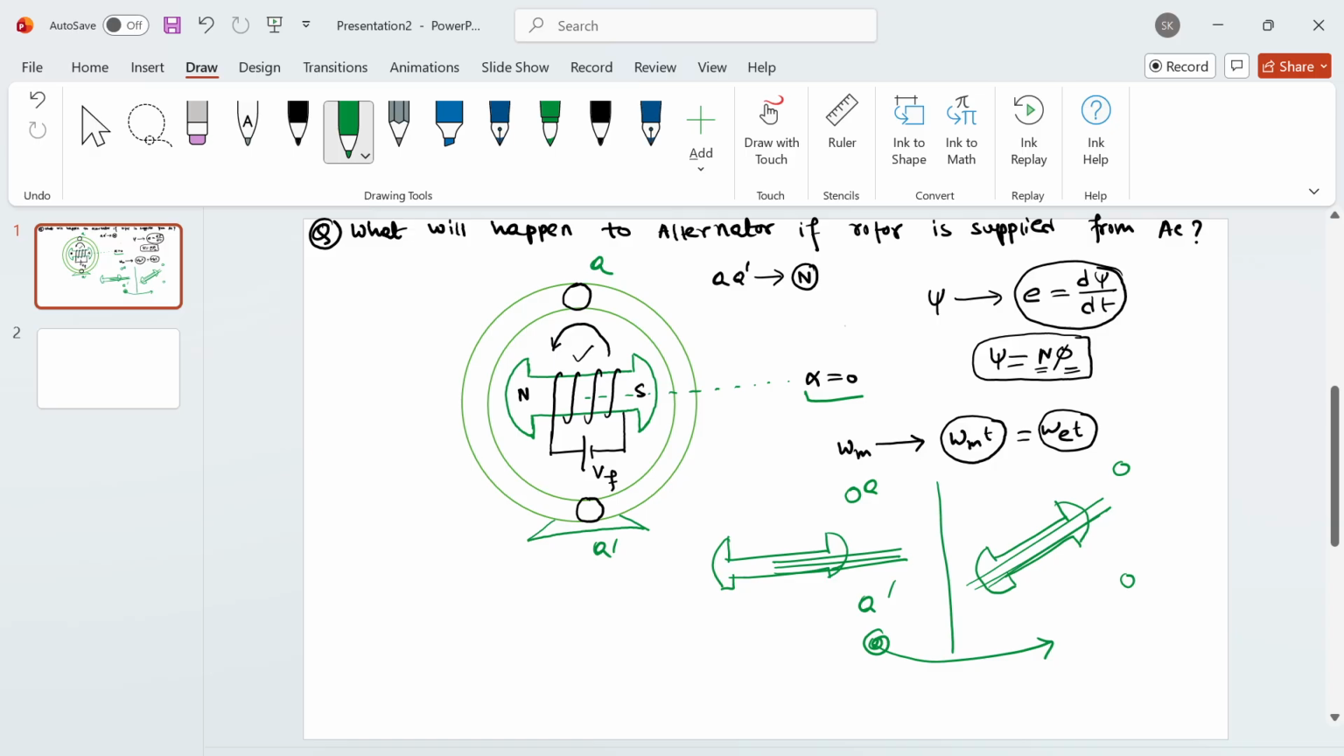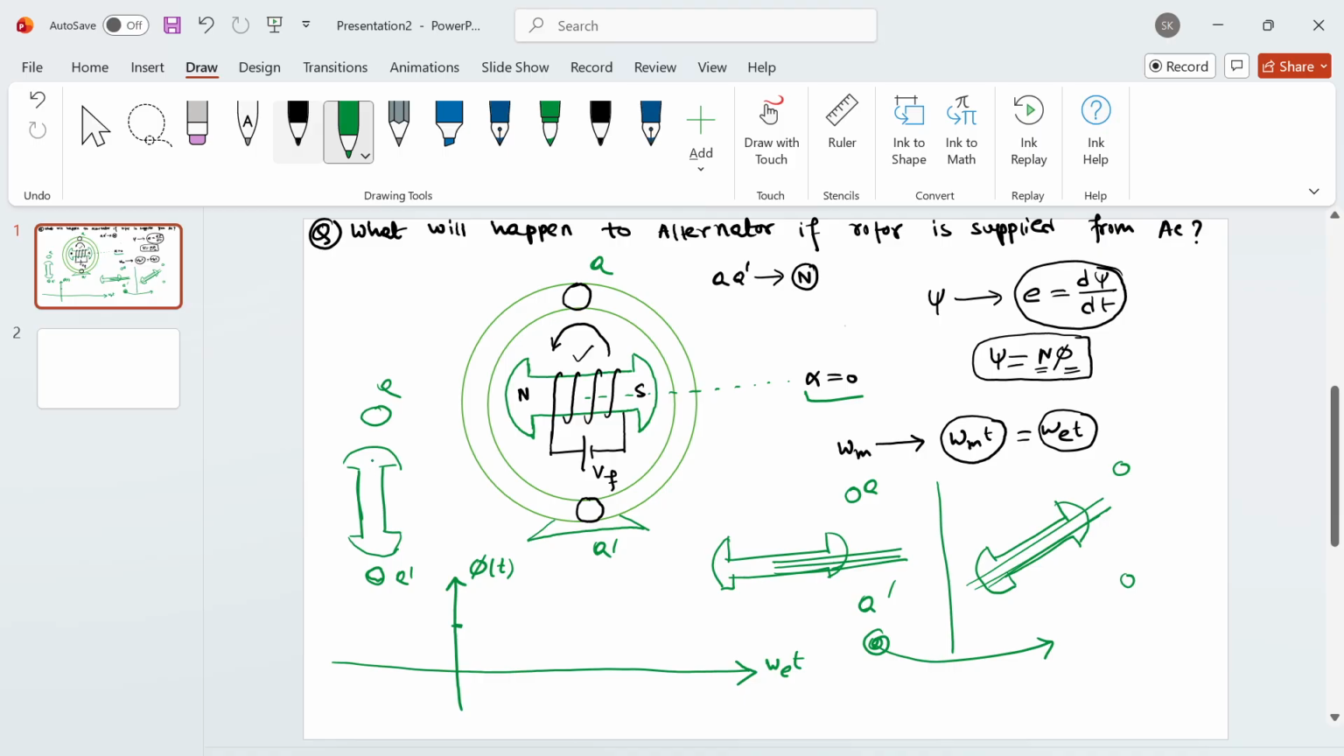You can also see it this way: if you want to draw the flux linkage as a waveform with respect to omega e t, we want to calculate the flux linkage phi of t. Phi of t at t equal to 0 is maximum, and as we go on, if I locate the rotor at 90 degrees, your rotor is somewhere here, and you have the coil A dash.